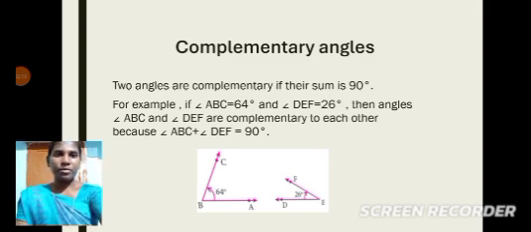Two angles are complementary if their sum is 90 degrees. For example, now see the figure. If angle ABC is equal to 64 degrees and angle DEF is equal to 26 degrees, then angles ABC and DEF are complementary to each other because angle ABC plus angle DEF is equal to 90. Adding both the angles, 64 degrees plus 26 degrees, we get 90 degrees. So these two angles are called complementary angles.